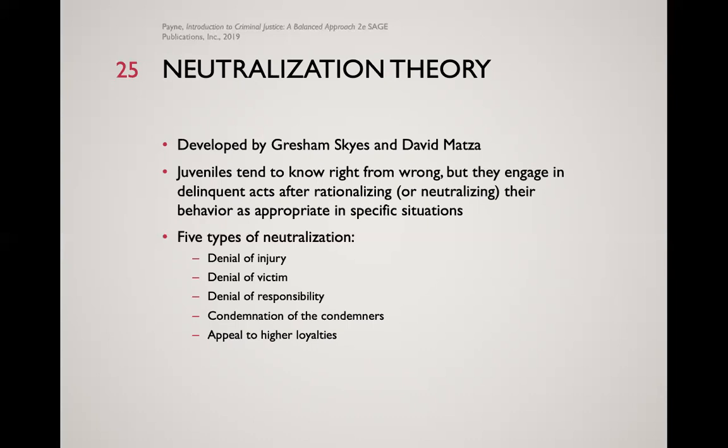Denial of injury is, oh, I stole $5 from that person, but he's the CEO of a Fortune 500 company. It didn't really hurt him. It's not a big deal, right? Denial of a victim. Denial of responsibility, basically saying, I didn't do it. Condemnation of the condemners is saying, yeah, I stole from him, but he steals from everybody else. Everybody else steals from everybody else, so it's not that big of a deal. There's bigger fish in the sea. And then appeal to higher loyalties is basically saying God let me do it, or God made me do it, or I did it for God, or I did it for the greater good, that kind of thing.